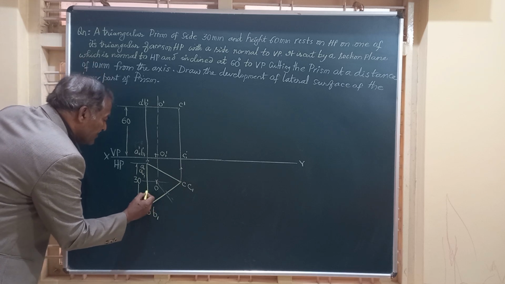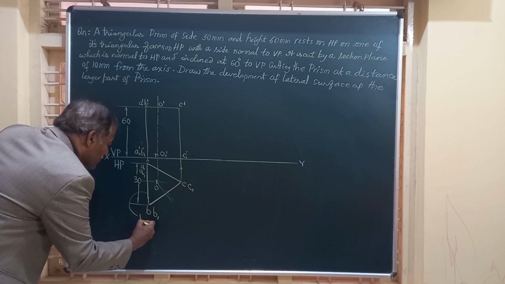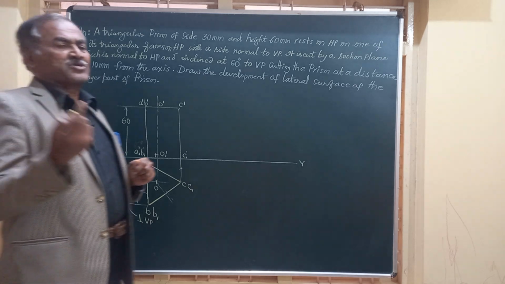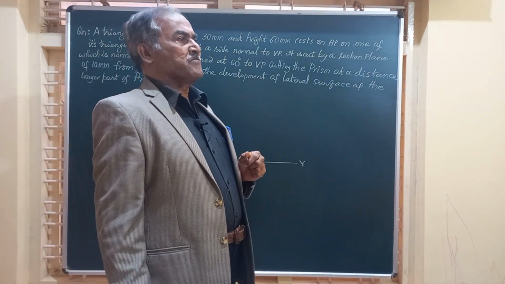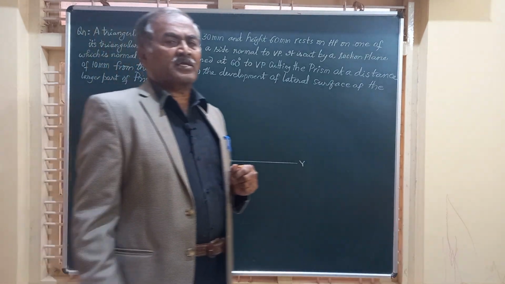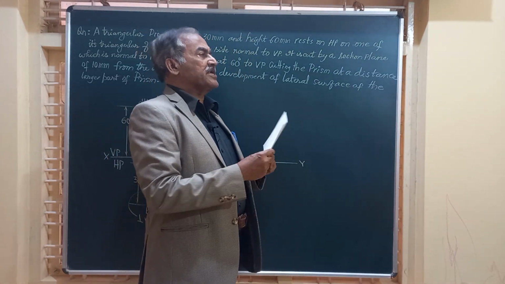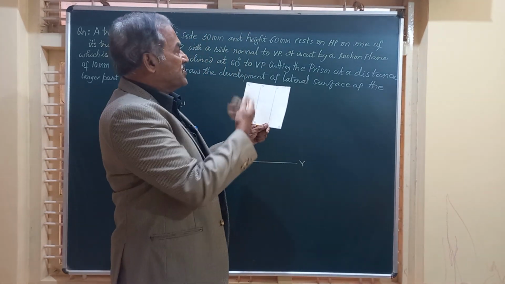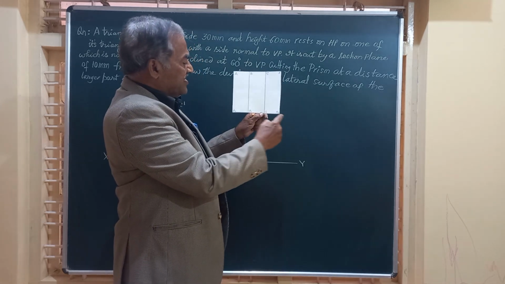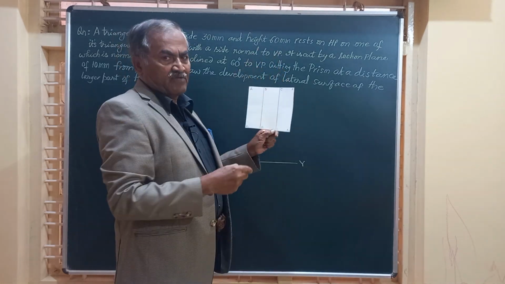And here you can see, friends, this side AB is perpendicular to VP. AB is perpendicular to VP. One of the shorter edges is perpendicular to VP. Then let us draw adjacent to this figure the development, assuming it is not cut by any section plane. Very obviously, for this triangular prism, you are going to get a rectangle of length equal to 30 plus 30 plus 30, 90, and height equal to 60 millimeter.